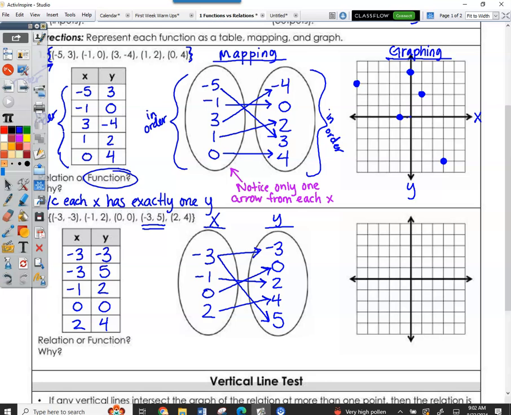Plotting these points. You should have put a point here, here, here, and here. Yes? Okay. Then it says, is it a relation or a function? Relation, function. Let's talk it out loud. Relation.